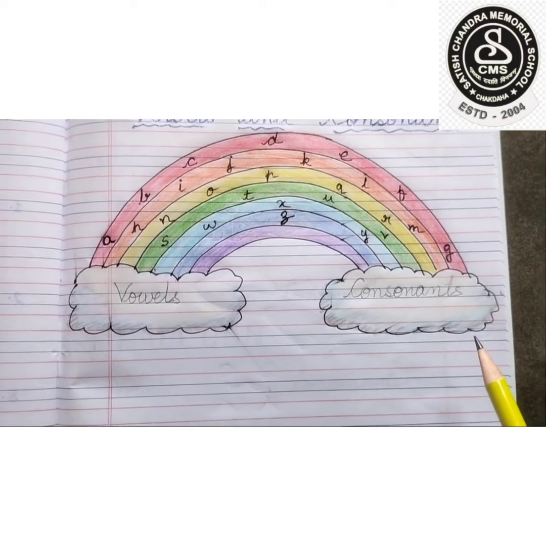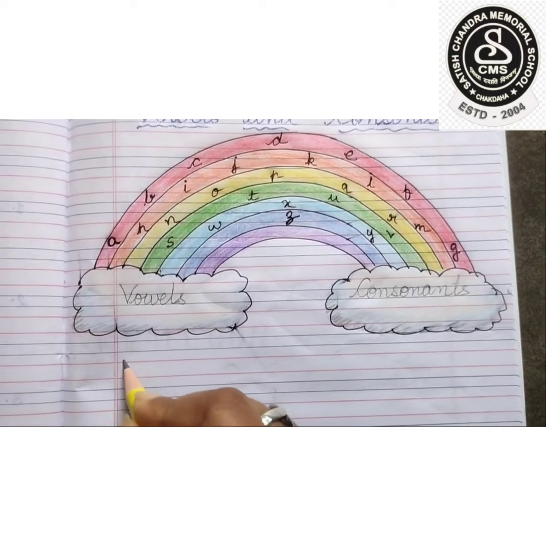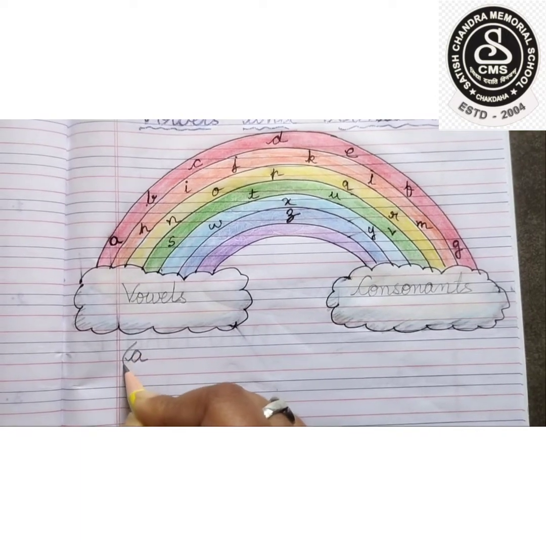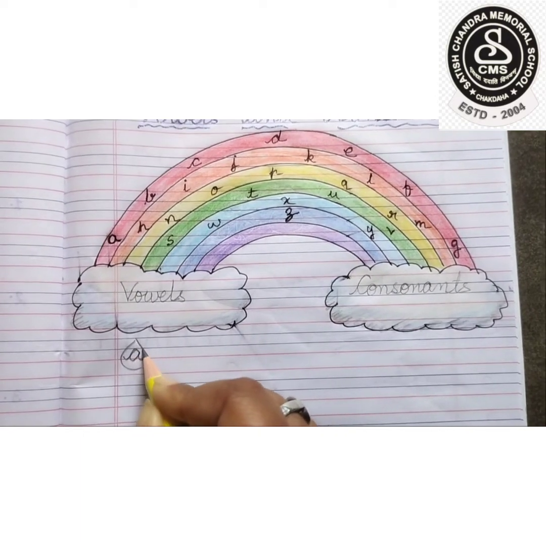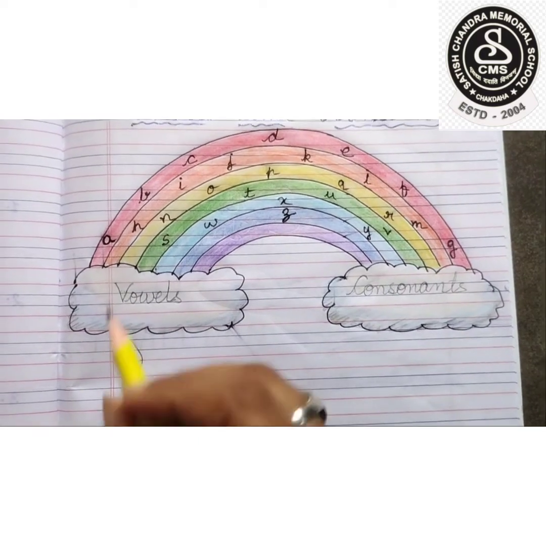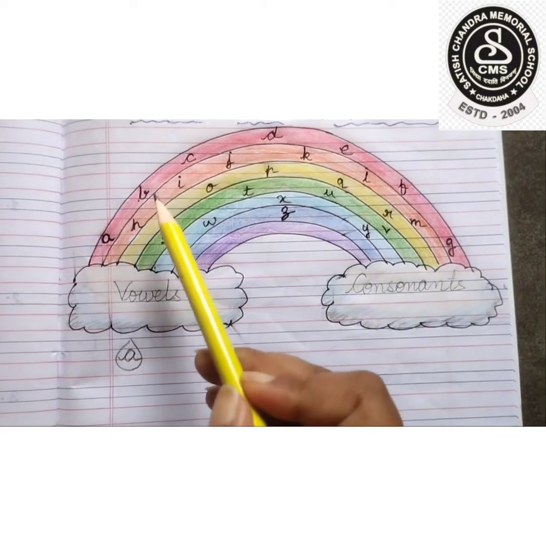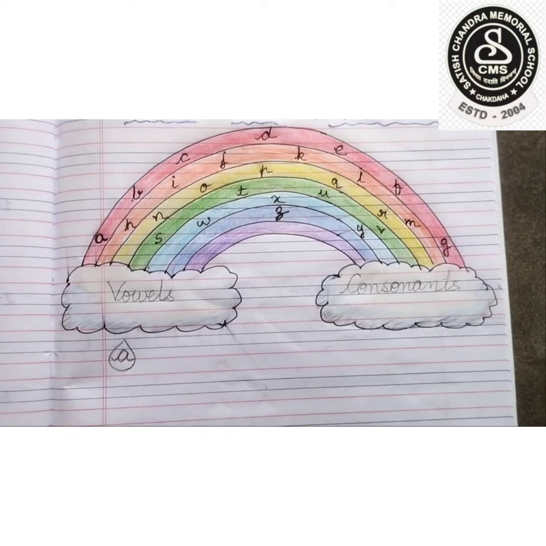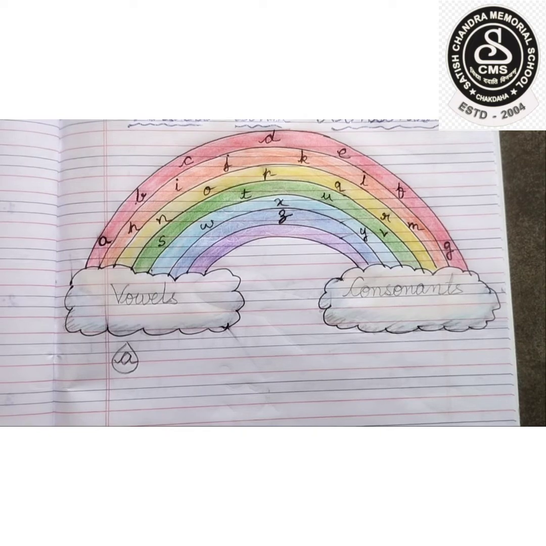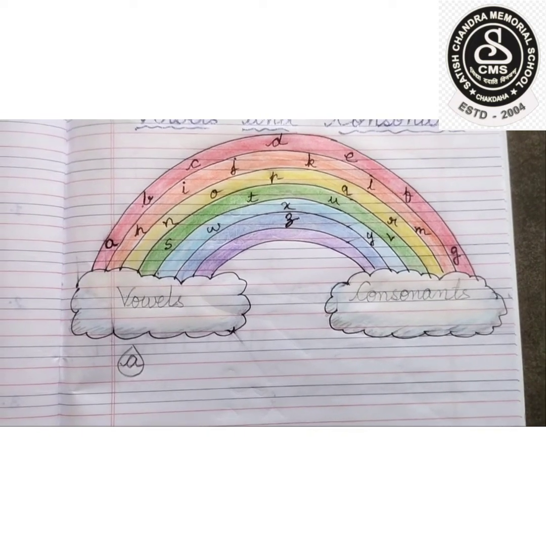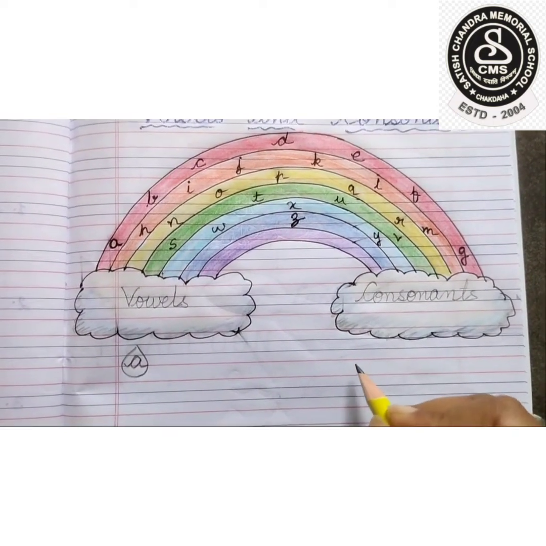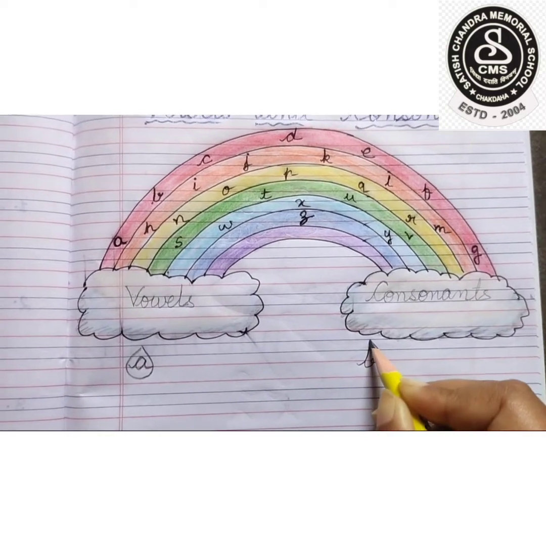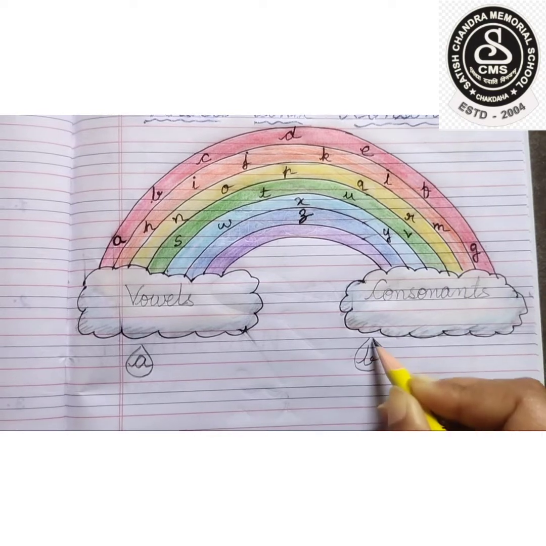So what I will do? I will write A here. And I will make a raindrop. So A I have done. Next B. Tell me children, is B a vowel or a consonant? Very good. B is a consonant. So here I will write B and I will make a raindrop.